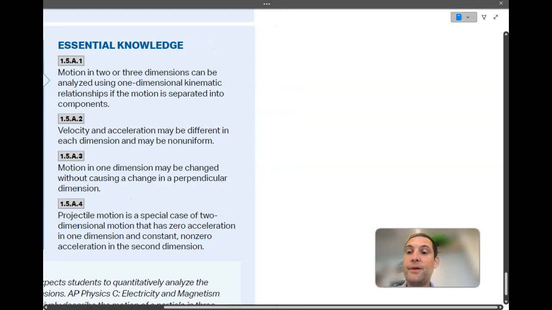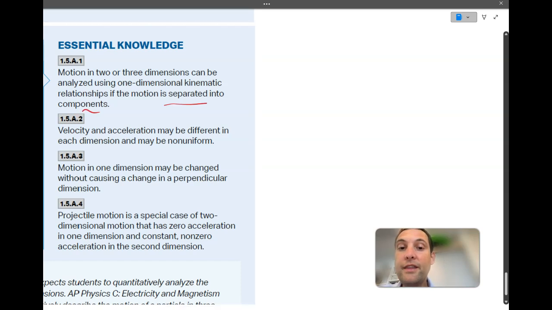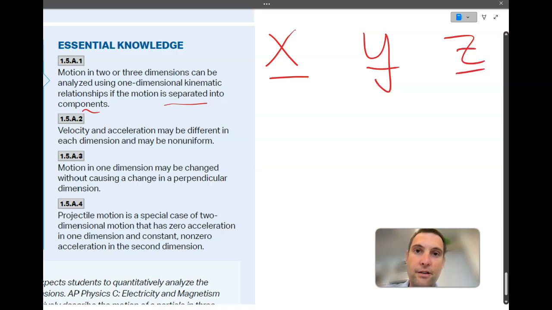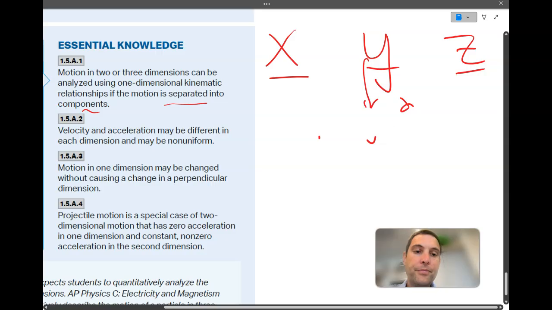Motion in 2 or 3 dimensions can be analyzed using one-dimensional kinematic relationships if the motion is separated into components. What this means is keep your x, y, z separate from each other. Don't try using this equation, x equals 1/2 gt squared. No, we can't do that because that's using the acceleration in the y direction for a horizontal displacement.